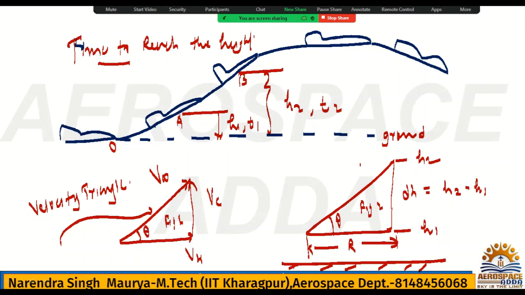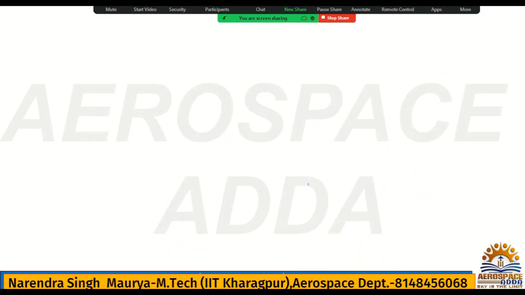So use figure 1 and figure 2 to check. If I'm interested in vertical altitude, what component will I take? I will take component VC. And what is the VC? It is nothing but rate of climb. Rate of climb. Yes or no? So the question will be like, to reach from one point to another point, what time has been taken by the aircraft? So you check it.